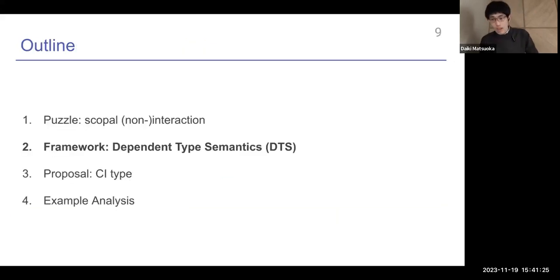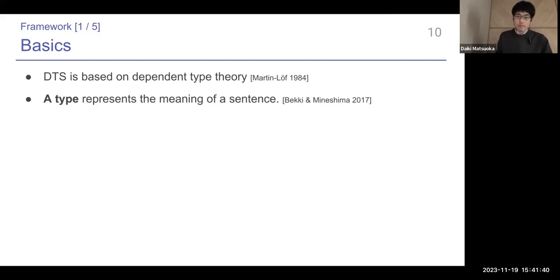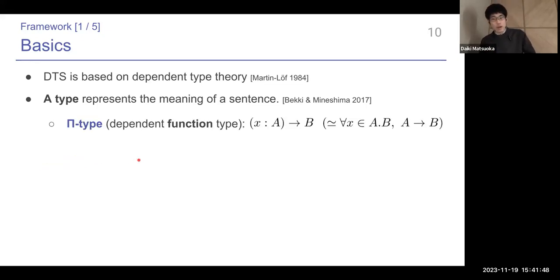Let's move on to explain our framework, dependent type semantics. Basically, DTS is based on a type theory called dependent type theory. The main idea of DTS is that a type represents the meaning of a sentence. There are two important types. The first is a pi type, which is also called a dependent function type. This is why we use this arrow notation for this type. It roughly corresponds to universal quantification or conditionals in universal logic.